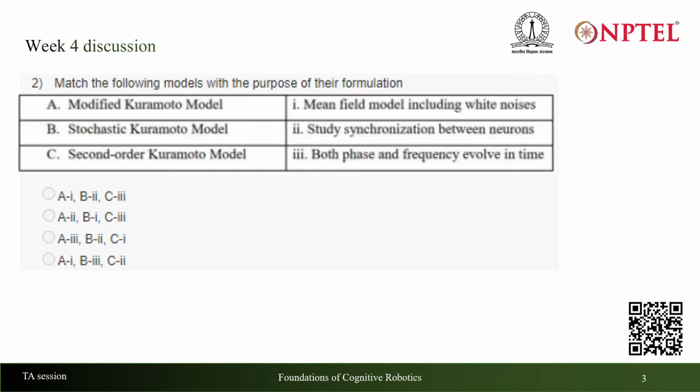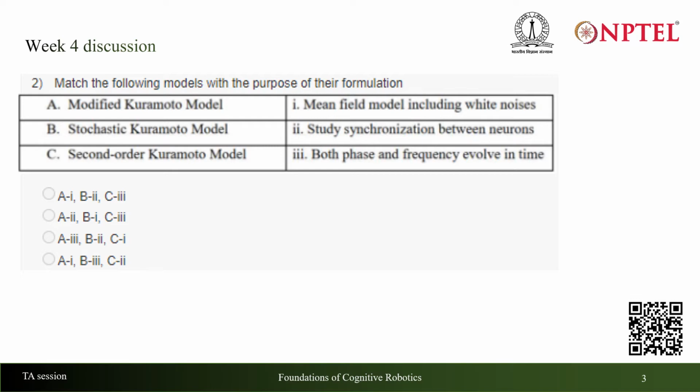Moving on to question number 2: match the following models with the purpose of their formulation. The modified Kuramoto model, the stochastic Kuramoto model, and the second order Kuramoto model. You have these on one side, and on the other side you have the mean field model including white noises, the study of synchronization between neurons, and both phase and frequency evolve in time. So you have to map the models and their purpose of formulation. So you have four options: A with 1, B with 2, C with 3, or A with 2, B with 1, C with 3, or A with 3, B with 2, C with 1, or A with 1, B with 3, and C with 2.